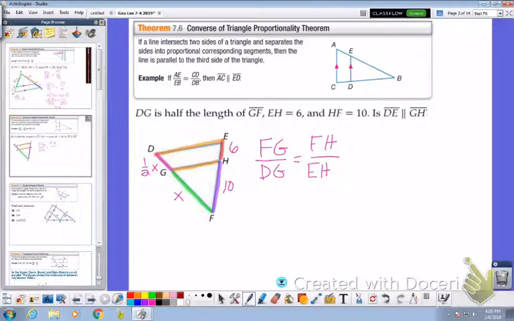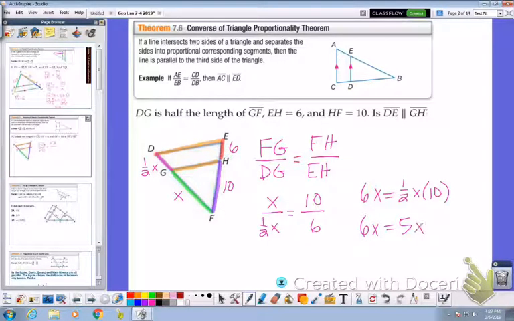Set it up. So FG was X, DG is half of X, which is equal to 10 to 6. I'm going to cross multiply. So 6x is equal to 1/2 x times 10. So 6x is equal to 5x. Are they equal? Absolutely not. So therefore, DE is not parallel to GH because the proportion was not equivalent. Moving on.